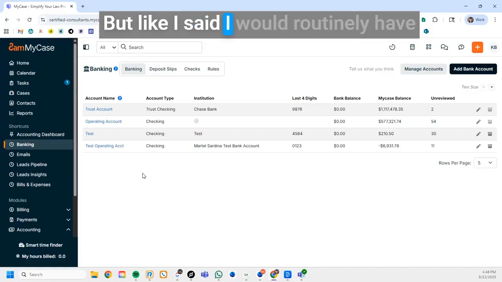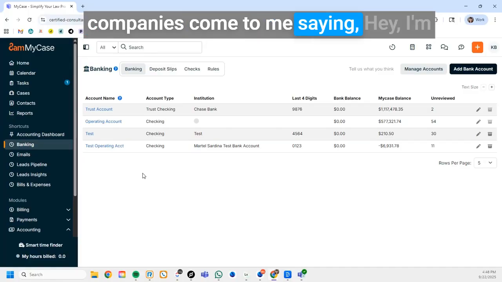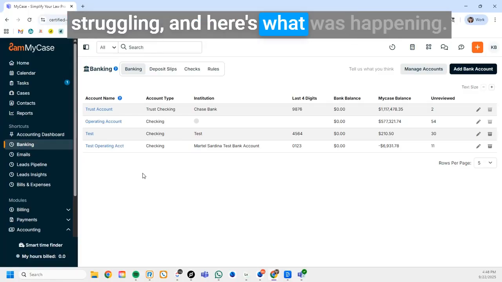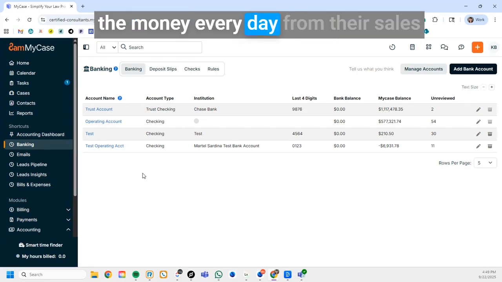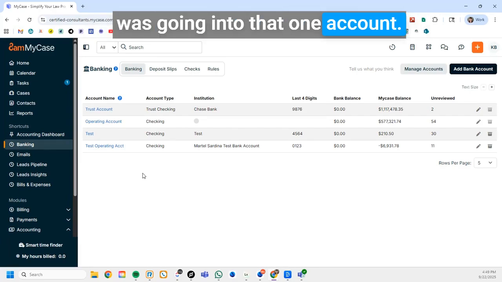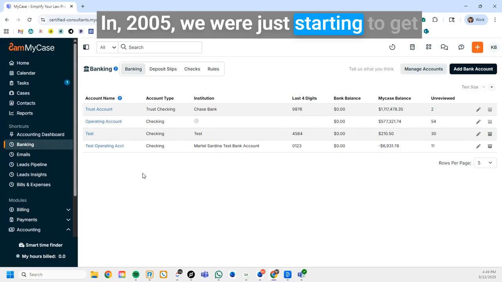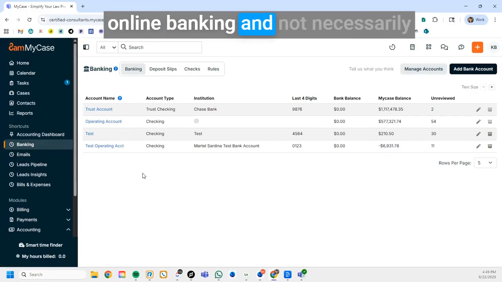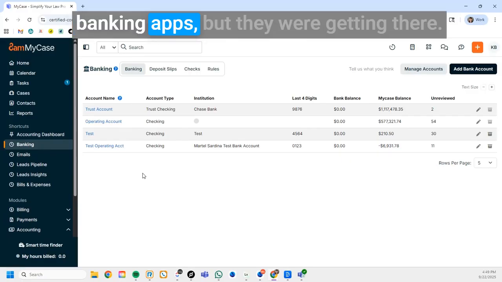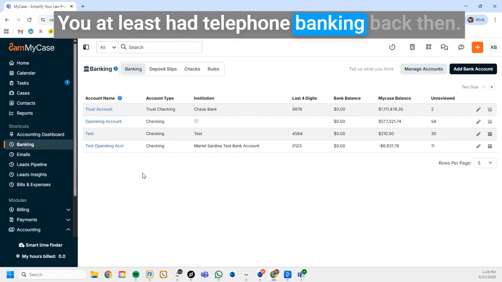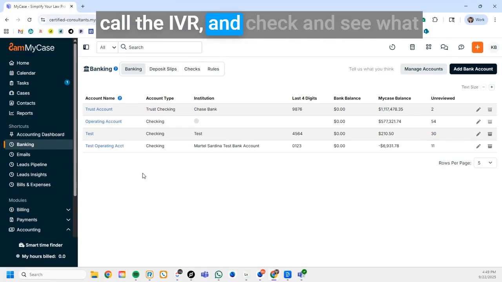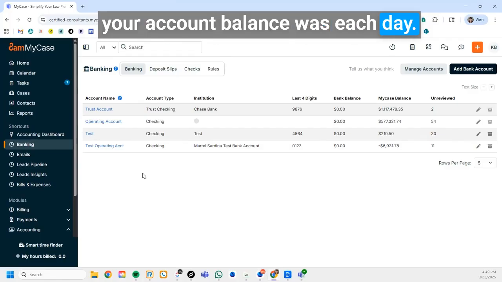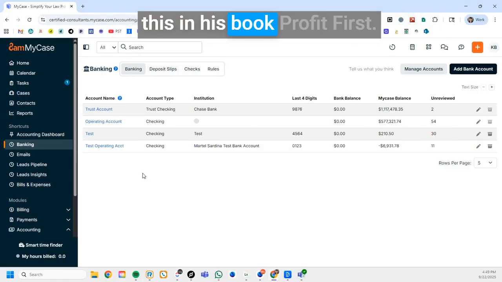But like I said, I would routinely have companies come to me saying, hey, I'm struggling. And here's what was happening. They'd have one bank account. All the money every day from their sales was going into that one account. In 2005, we were just starting to get online banking and not necessarily banking apps, but they were getting there. You at least had telephone banking back then. And so you could call your bank, call the IVR and check what your account balance was each day. Mike Michalowicz talks about this in his book, Profit First.